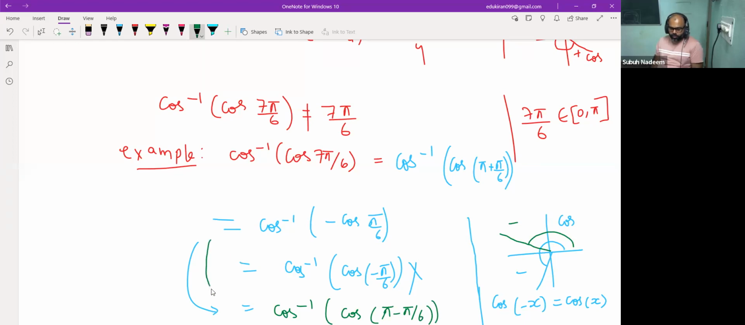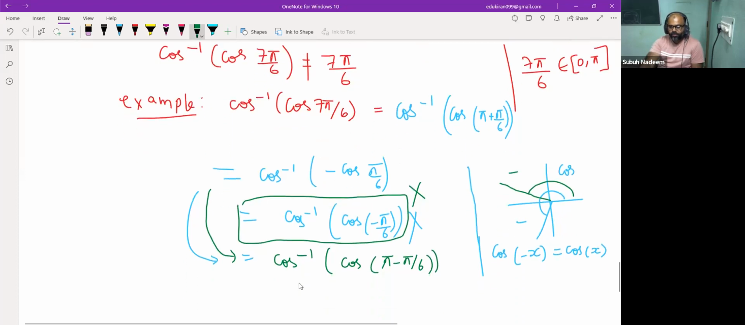So from here, we are moving here. This intermediate step, we are not doing, is wrong. So we write cos inverse cos pi minus pi by 6, that is minus cos pi by 6. So this is cos inverse of cos 5 pi by 6.